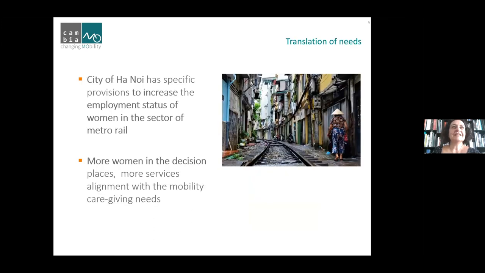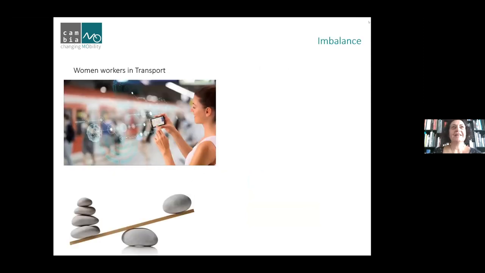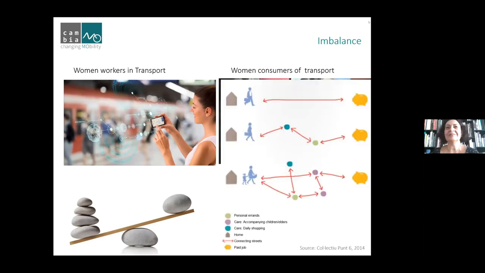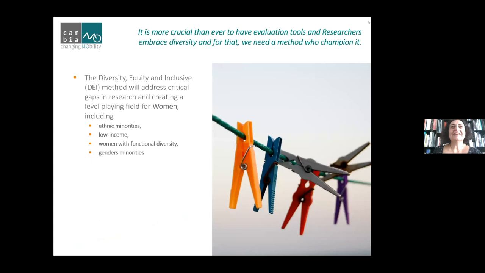And then what we can see, maybe we need to have more women in the decision place, but this is still not enough. There is an imbalance. This is for sure that we are few in the transport, in the evaluation, in research, on the ground, everywhere. And we are more consumers of transport, because this is just an example of the mobility of women that is always a little bit more complex. But it is not enough at this point of the story.